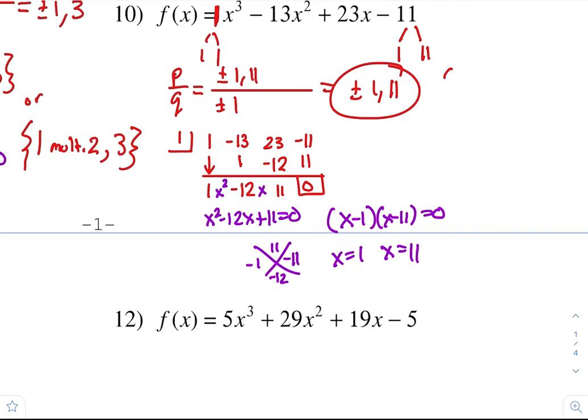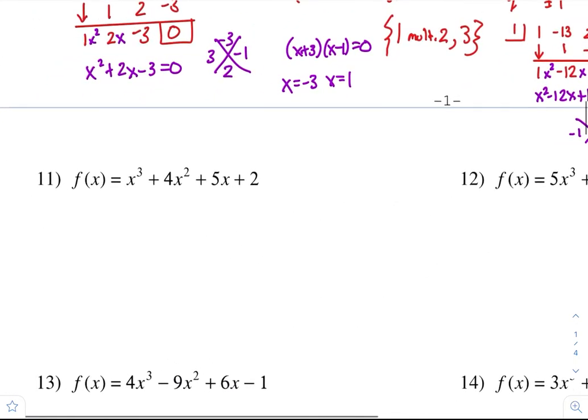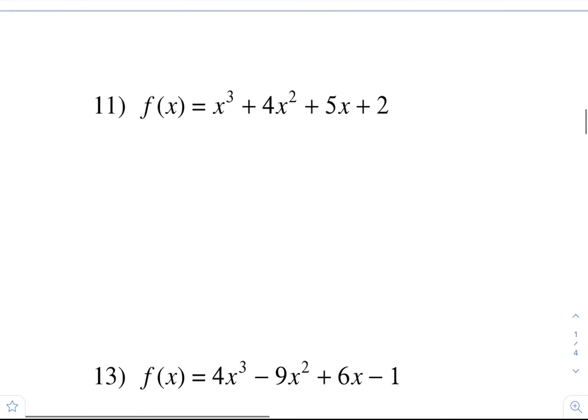And I forgot to write it down, so our zeros were 1 from here, 1 from here, and then 1 from here. So 1, 1, and 11. Now, since we have two 1s, we can just simply say 1 with multiplicity of 2, because there's two 1s that are zeros, and 11. And it's just completely guess and check, you guys.